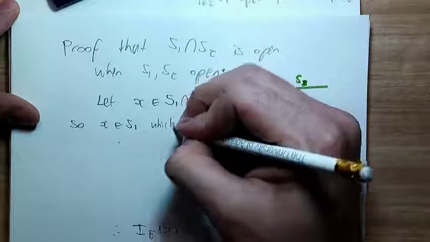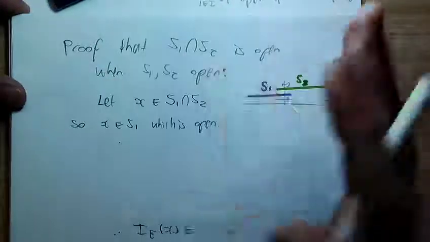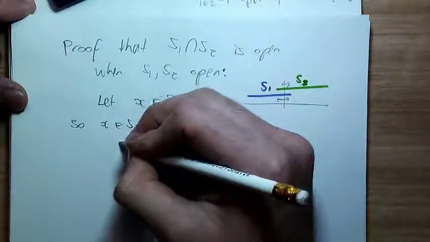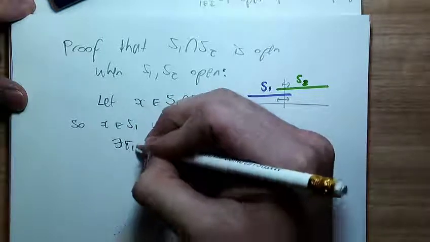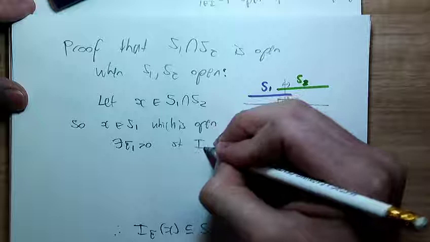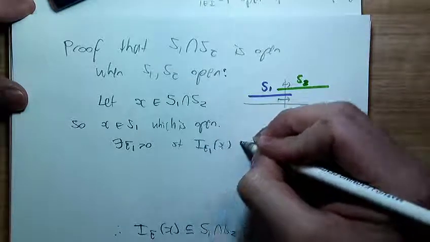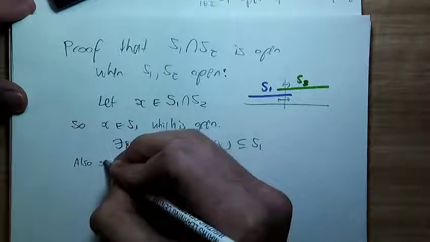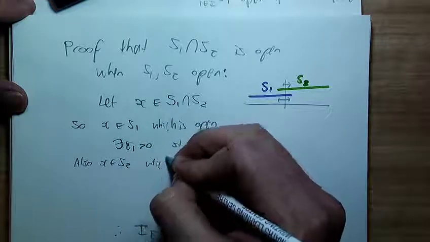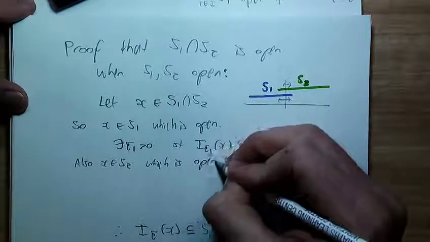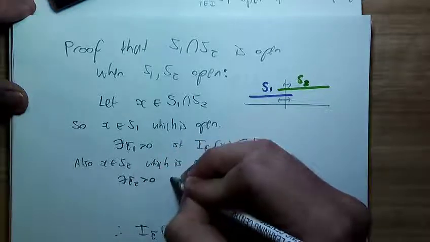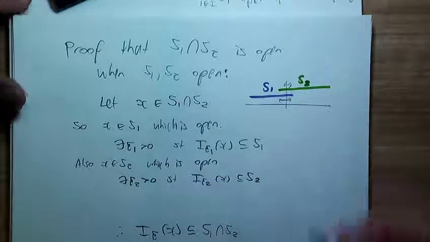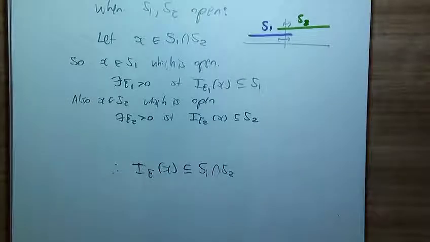which is open. So there exists an epsilon 1 greater than 0 such that an interval of epsilon 1 around x is completely contained in S1, and also x is in S2, which is open. So there exists an epsilon 2 such that the interval of epsilon 2 around x is contained in S2. Looks like I'm going to need a little bit more space.